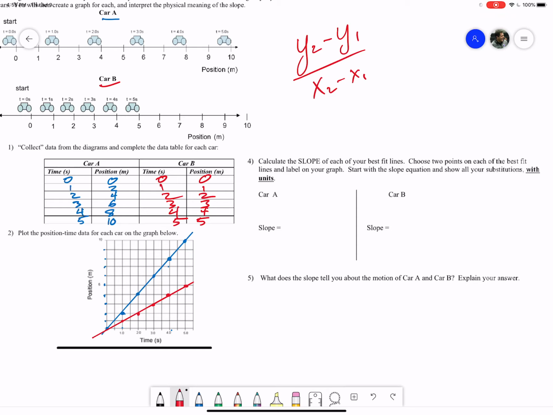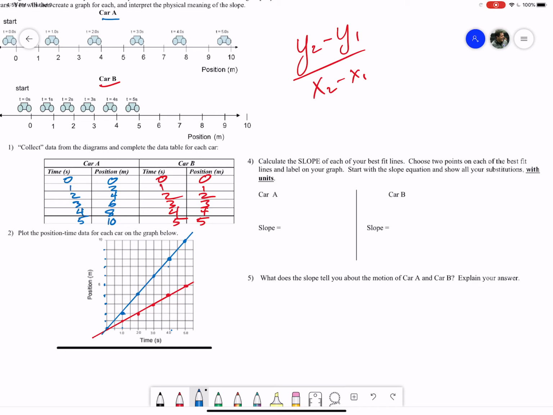Okay, so looking at the slope of the first one, I like to pick points for my slope that are going to cover the widest area, because that way you can get rid of some of your error, okay, with bigger lines when you're getting it. So let's see, the slope of our first one, car A, is going to be, I'm going to take these points.